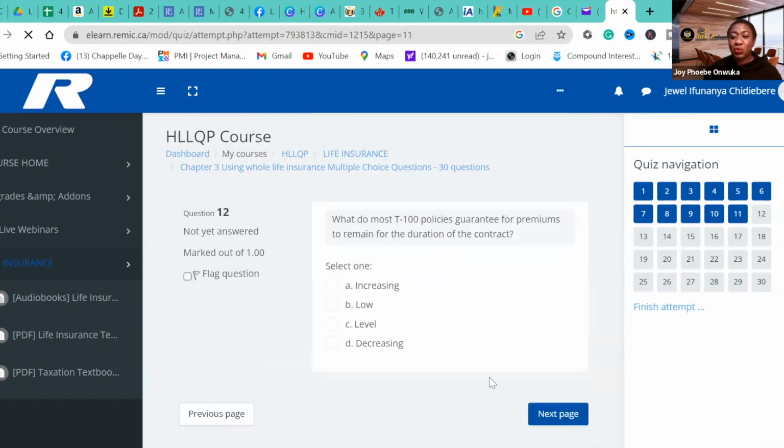All right. Question number 12. What do most Term 100 policies guarantee for premiums to remain for the duration of the contract? What do most Term 100 policies guarantee for premiums to remain for the, sorry.